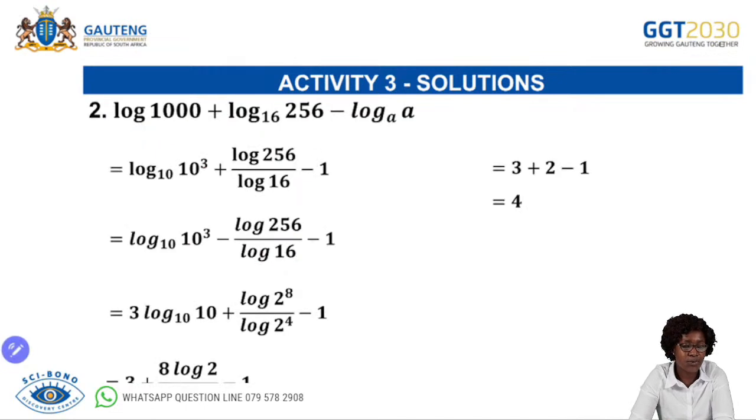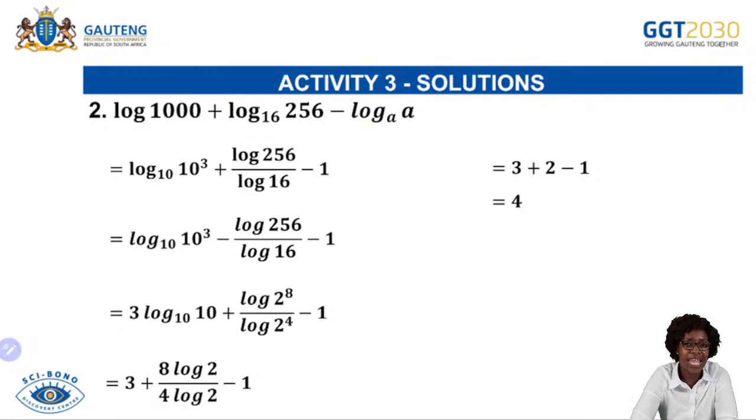Moving on to the next one. Right, this one had 3 terms and we had to work with them one by one. The first one had log of 1000.